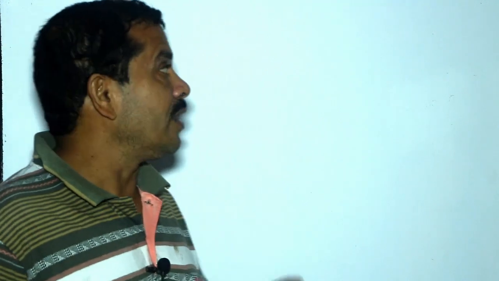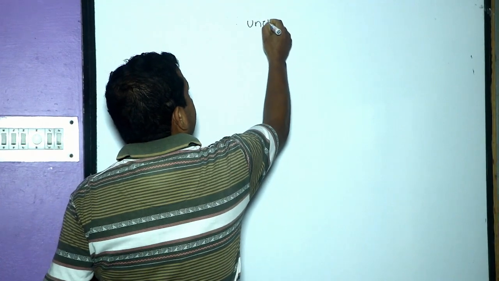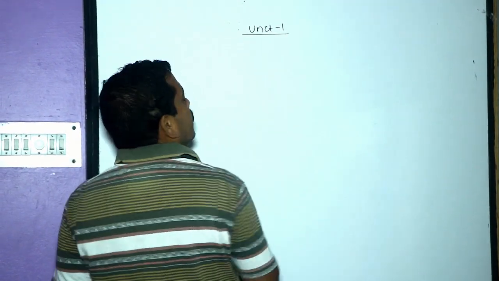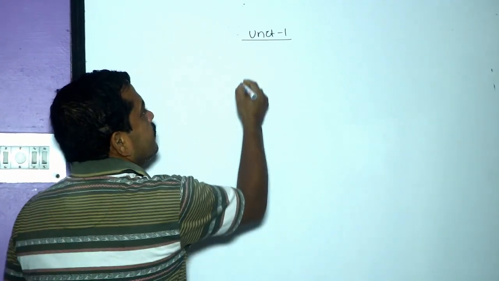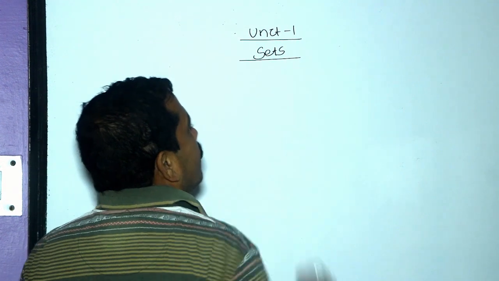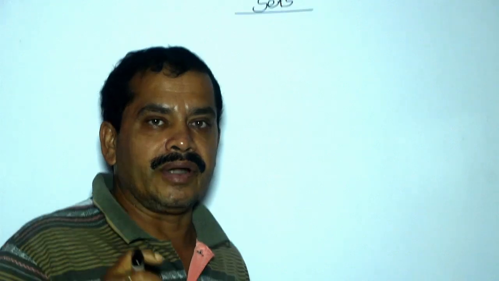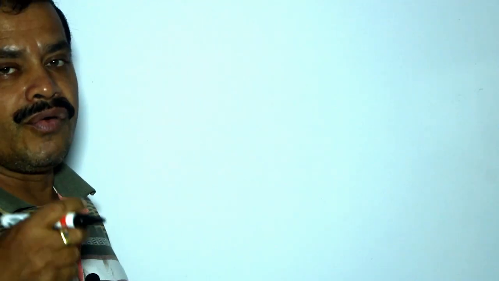We are now going to discuss Unit 1 and Chapter 1. Unit 1, that is sets. First chapter is sets. We shall discuss the sets fundamentals. What do you mean by sets? How we can represent these sets? What is the cardinality of these sets? Different kinds of sets, also the operations of sets.